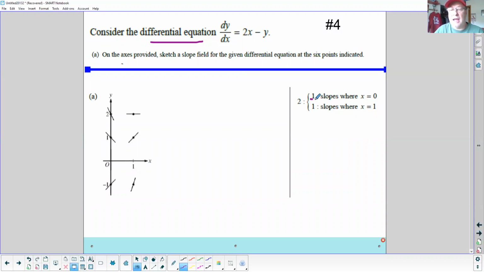Basically, to apply your rubric here, 1 point for all the slopes when x equals 0. So when x equals 0, that's this column. So this one needs to be just slightly less steep or closer to horizontal than this one. As long as that's the case and this one's slanted upward, you get that 1 point.